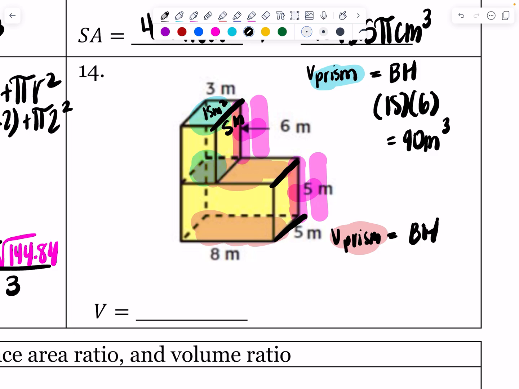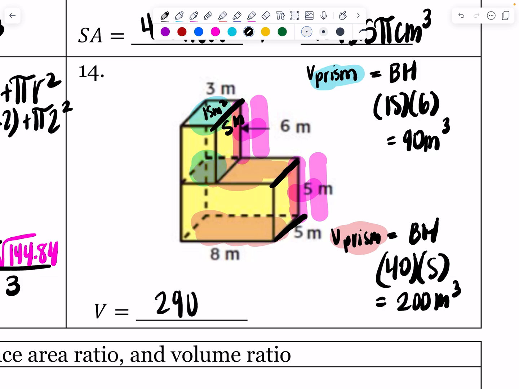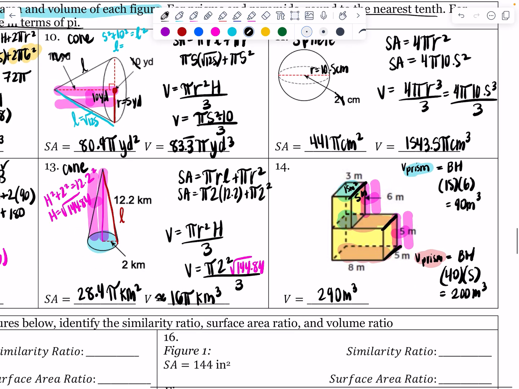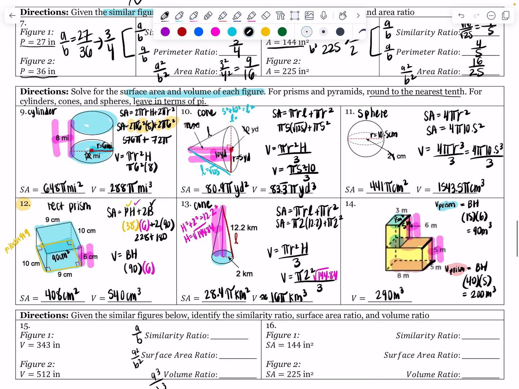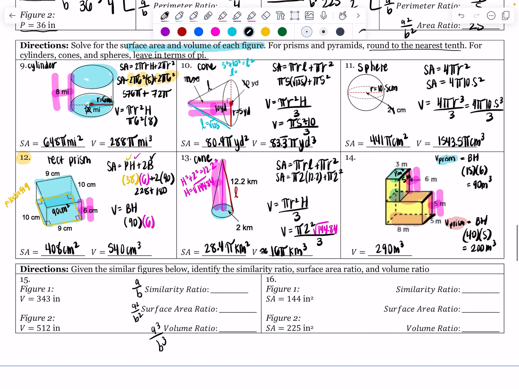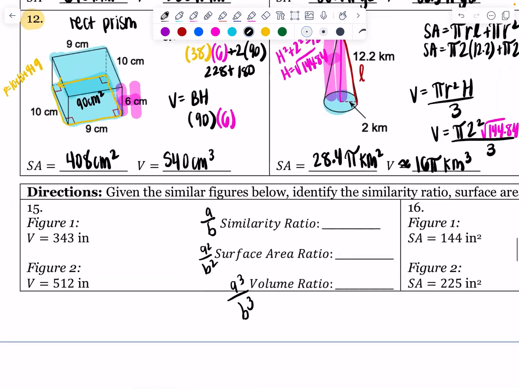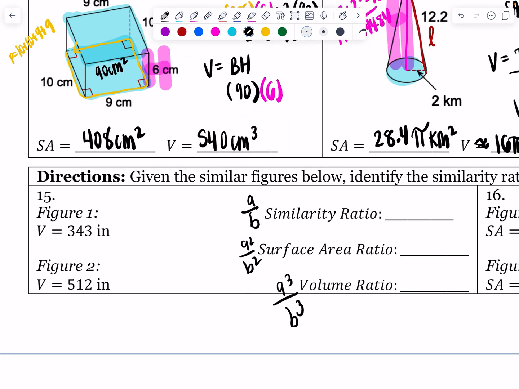Well, what's the volume of the bottom prism? It's going to be base times height. 8 times 5 gives me 40. And I multiply that by my height of 5. That is going to give me 200 meters cubed. When I add those together, that gives me 290 meters cubed of volume on this composite shape. And so a composite shape is where you just compose different figures and put them together, and you add their volumes together if they're stacked on each other.